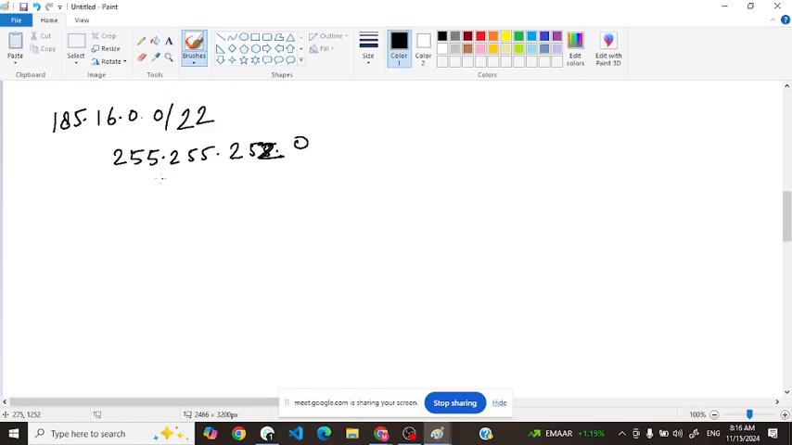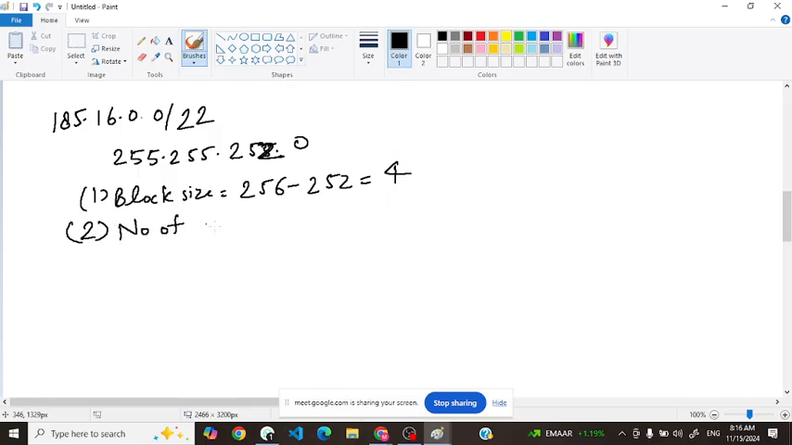So the next one, block size: 256 minus 252, that's a block size of 4. If you are getting confused, you will have to revise from the videos. That is why I am sharing the videos. Once you revise from the video, you will not get stuck anywhere. The next part we will calculate is the number of networks.